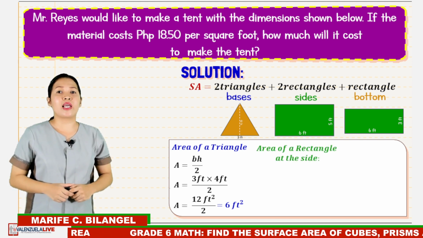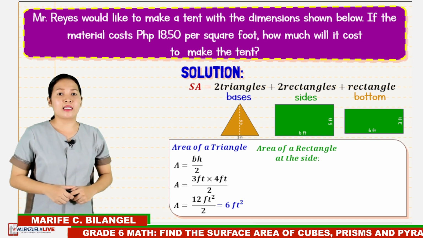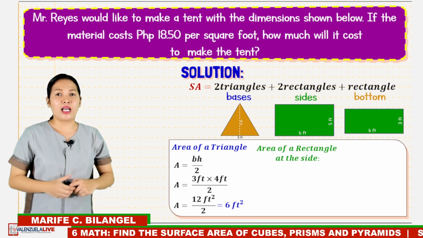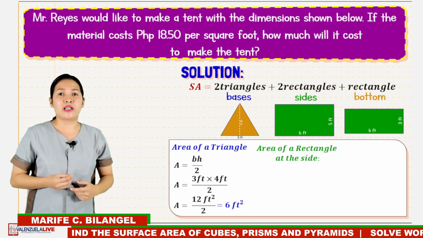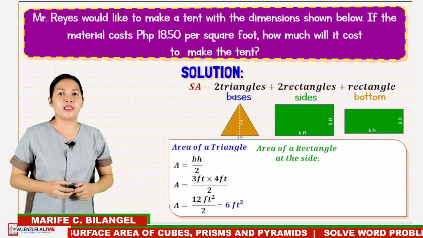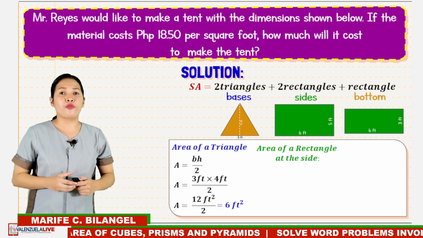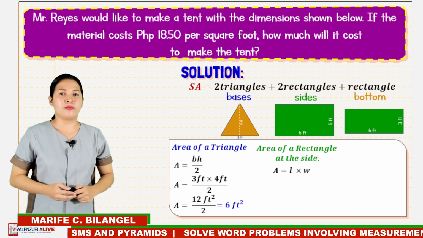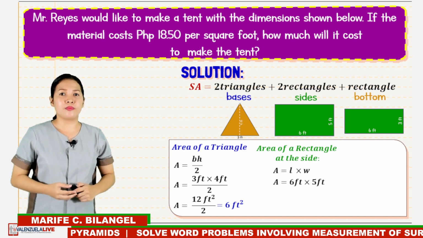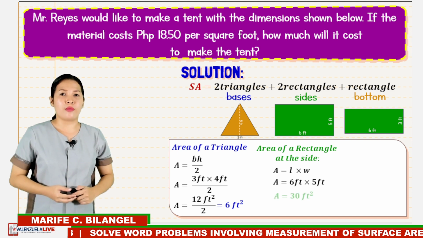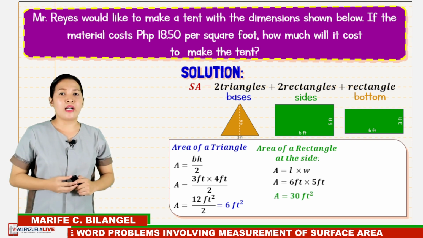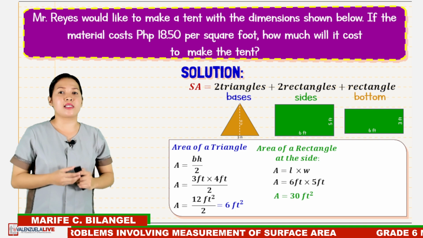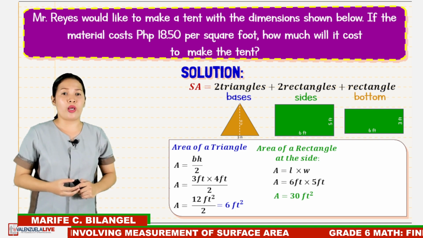Now let us find the area of the rectangle at the side. To find the area of a rectangle, the formula is length times width. The length is 6 feet multiplied by the width 5 feet. So the area of the rectangle at the side is 30 square feet.